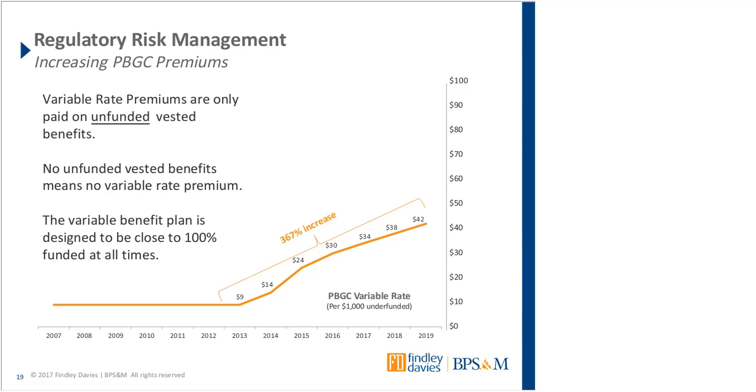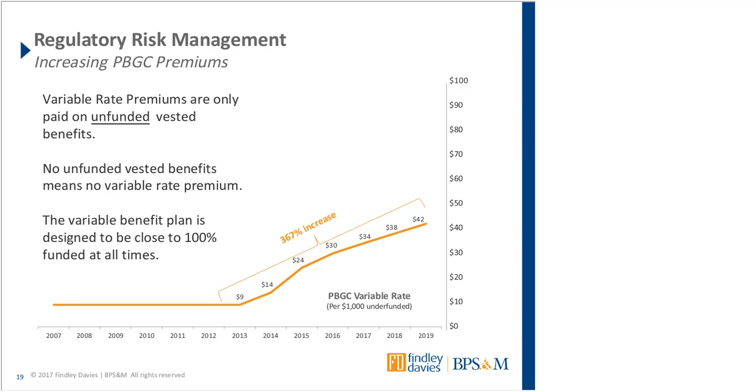So the key to understanding the variable rate premium, generally, certainly for underfunded plans, is that it can be as much as 80% of the total PBGC premium for a plan sponsor. But that variable rate premium is only paid on unfunded vested benefits, and therefore a plan with no unfunded benefits has no variable rate premium.